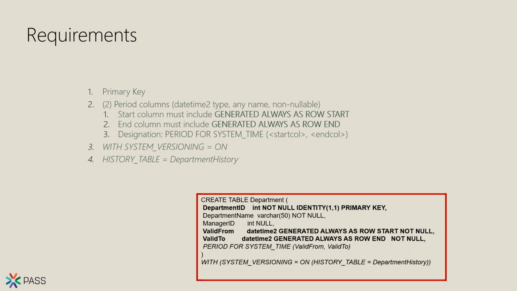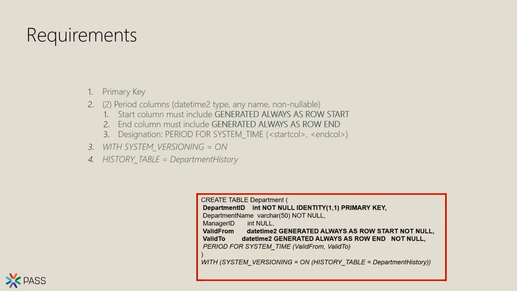Furthermore, we utilize these two fields in the period for system time clause at the very bottom of that SQL statement there. And so you see the valid from and the valid to specified. And then at the very end, we're specifying that system versioning is going to be turned on, and we're going to specify the name of our history table.